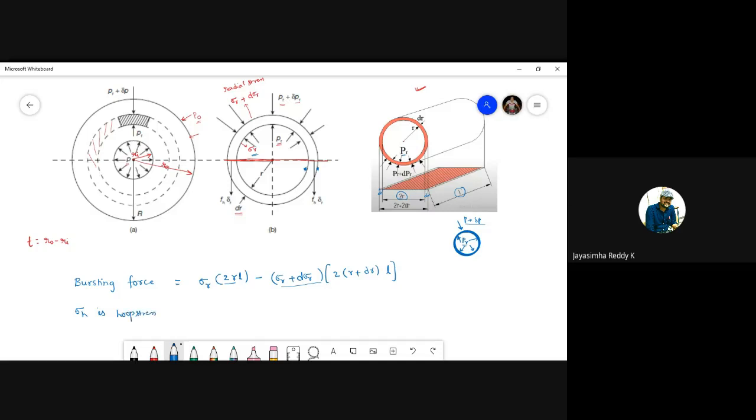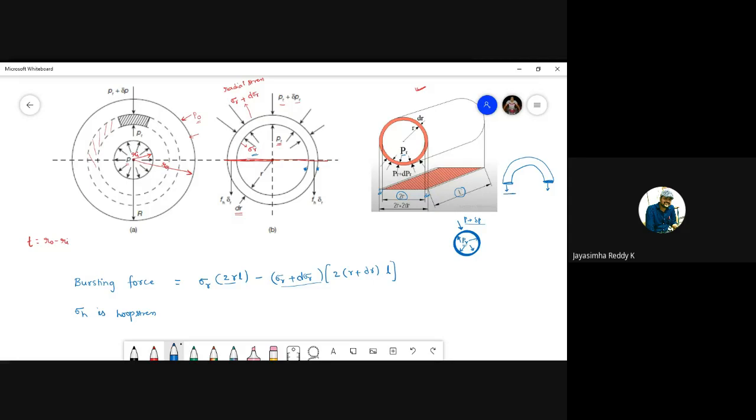So this net bursting force will be resisted by the hoop stress developed in the cylinder. Hoop stress. What is hoop stress, students? We have seen it while doing thin cylinders. The hoop stress will be acting like this. So this hoop stress upon these strips will help us not to burst the pipe.